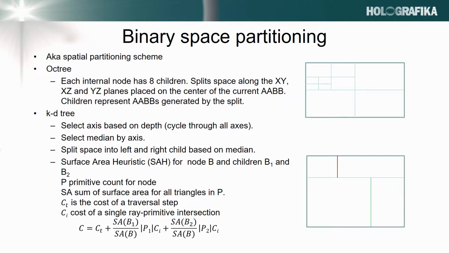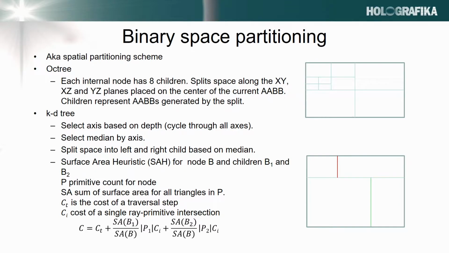The octree always divides space into 8 additional subspaces along the XY, XZ, and YZ planes. And the KD tree is usually using a single axis per split, and it cycles through all the axes. So basically, XYZ, XYZ, XYZ as we go down deeper into the acceleration structure. We have to select a median where to split, and we need to split into the left child and the right child based on the median.